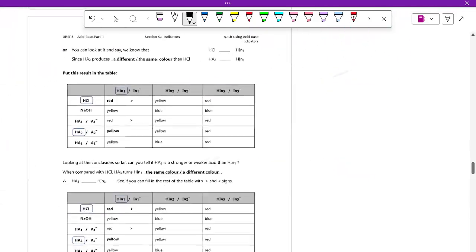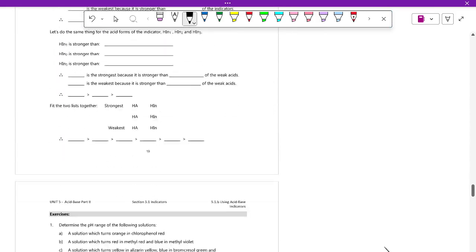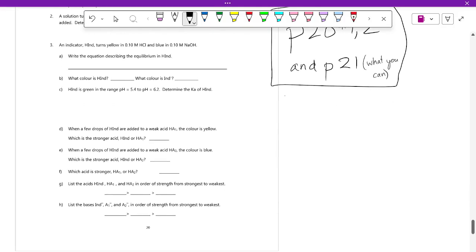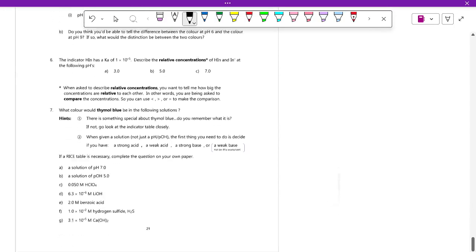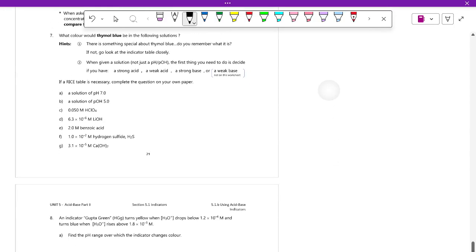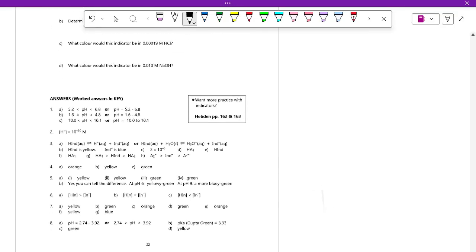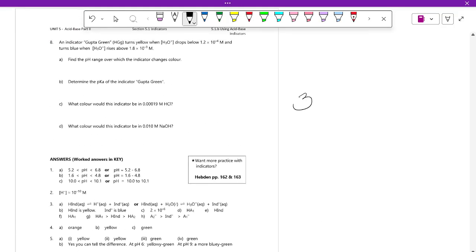We're actually not going to do any of this because we've already sort of done our own thing here, but this will allow you to do number 3 on page 20. And then you're also going to do number 8 on page 22.